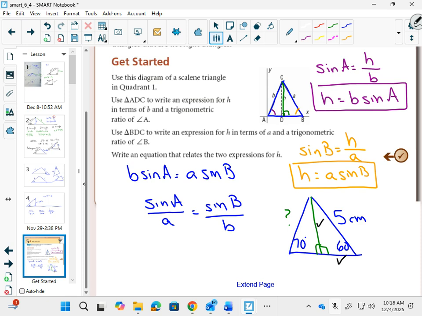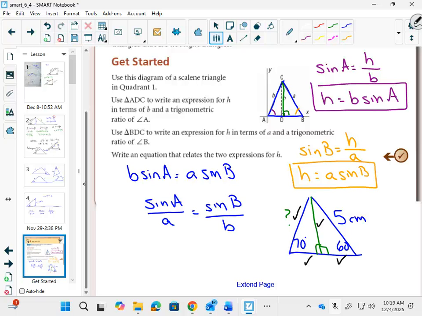If I figured out the rest of that triangle with SOHCAHTOA, now I could go here and figure out the rest of this triangle with SOHCAHTOA. That sounds like a lot of steps, and it is, but is it doable? Absolutely. But what we just did was we just made a relationship where I could skip finding H.